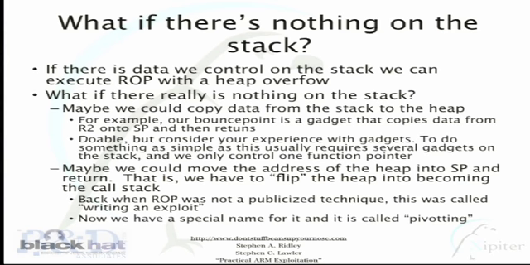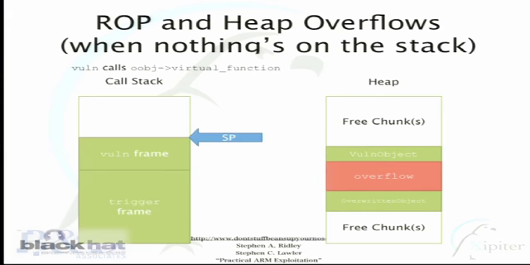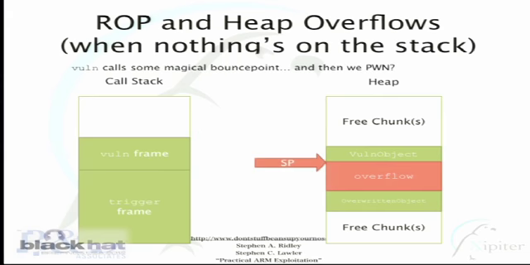So if there's nothing on the stack, the question is, how do you pivot? How can we gain control of the stack pointer? On x86, it's easy. You find a pop return, or an exchange EAX ESP pop return. It works practically all the time. So this is what we want to do: how can we make the SP point into the heap?